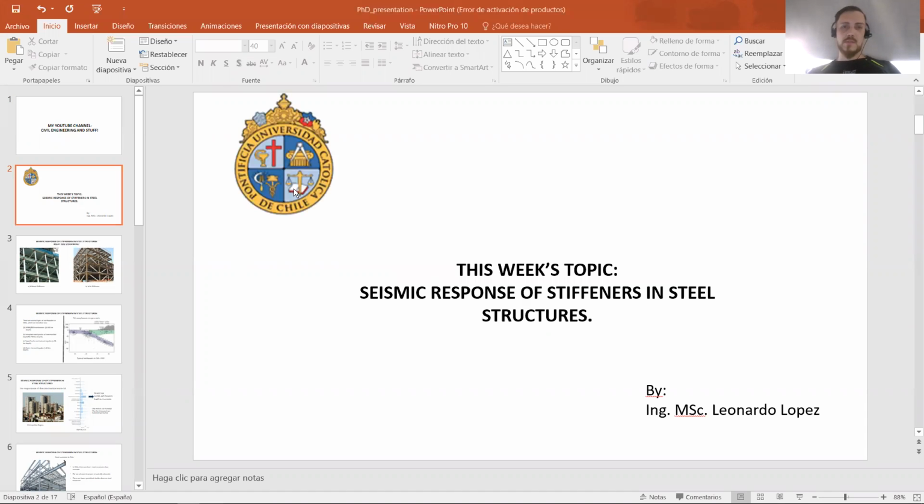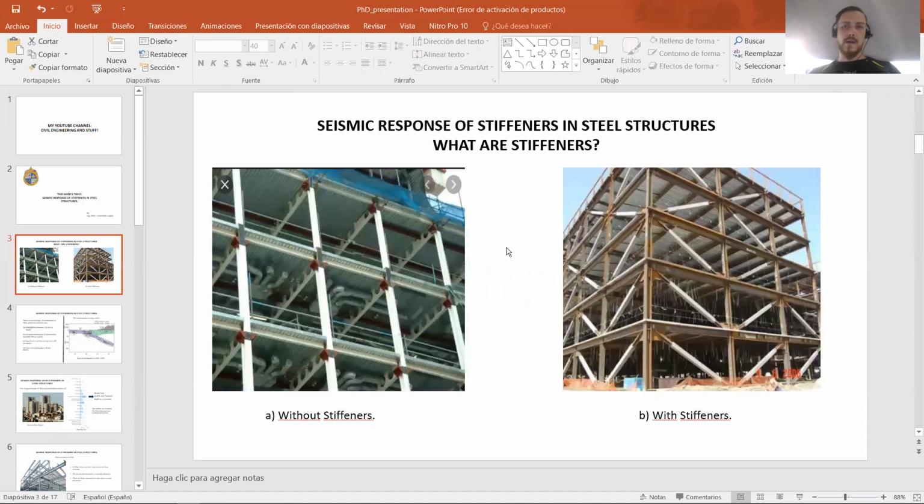As I said before, this week's topic is the seismic response of stiffeners in steel structures. So, what are stiffeners? Here we see two pictures. One is a steel building without stiffeners. The other is a building with stiffeners. Stiffeners are elements that are added to the frames of a building so it can be more rigid.